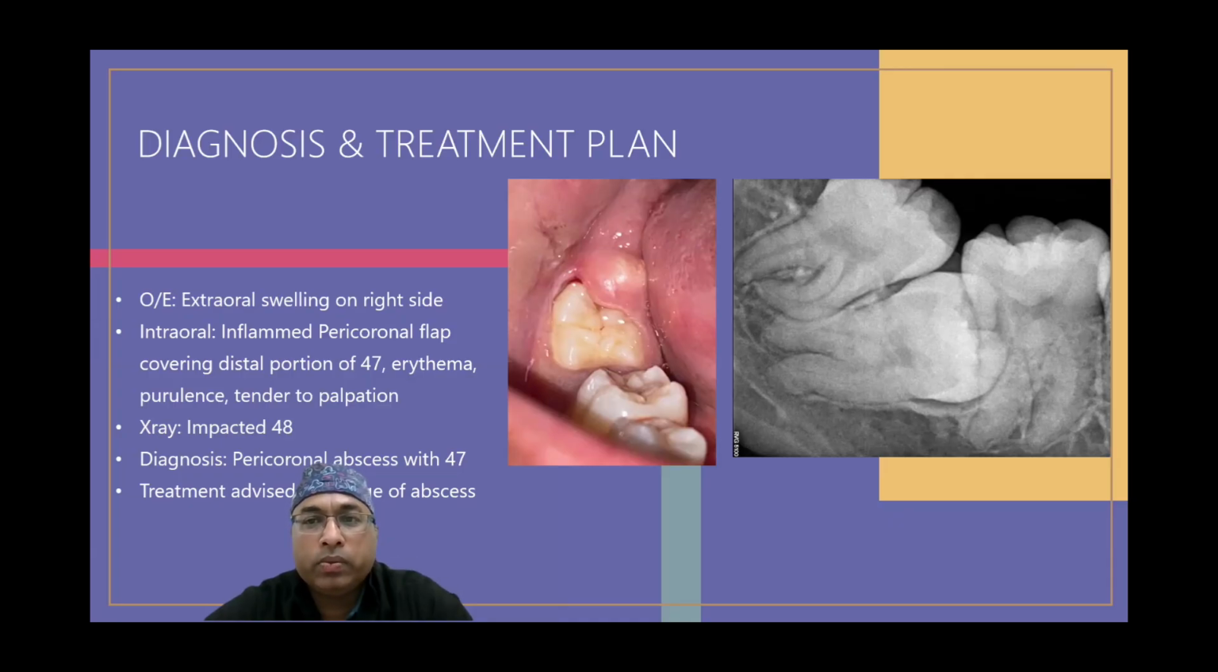The X-ray showed quite an interesting feature, that is a horizontally impacted 8, and the pericoronal flap or the pericoronal abscess most likely associated with 4-7. Anyhow, the treatment advised was drainage of the pericoronal abscess.